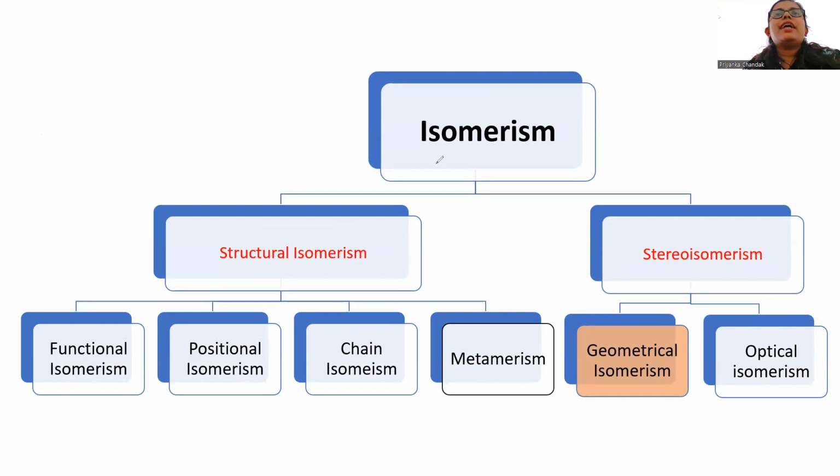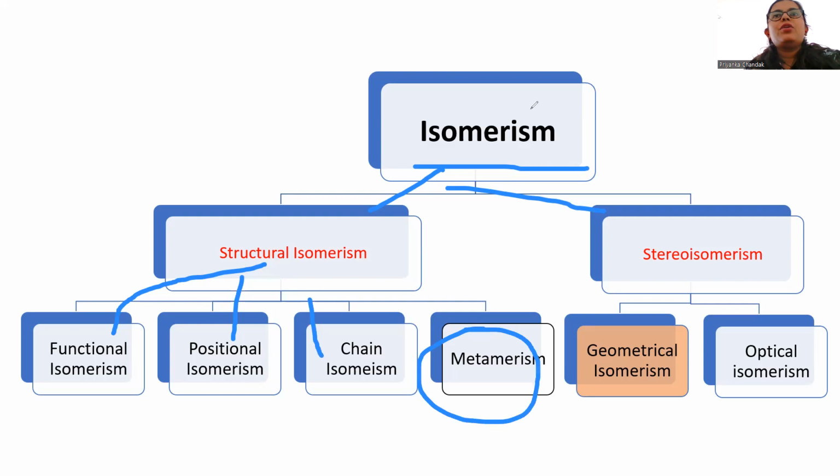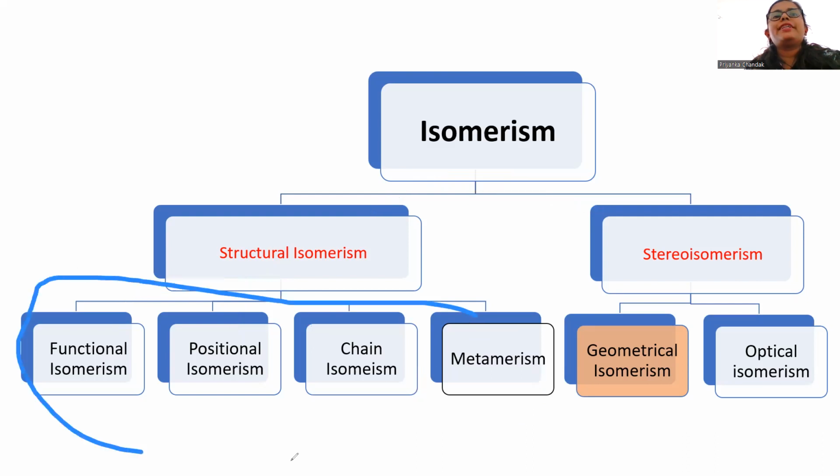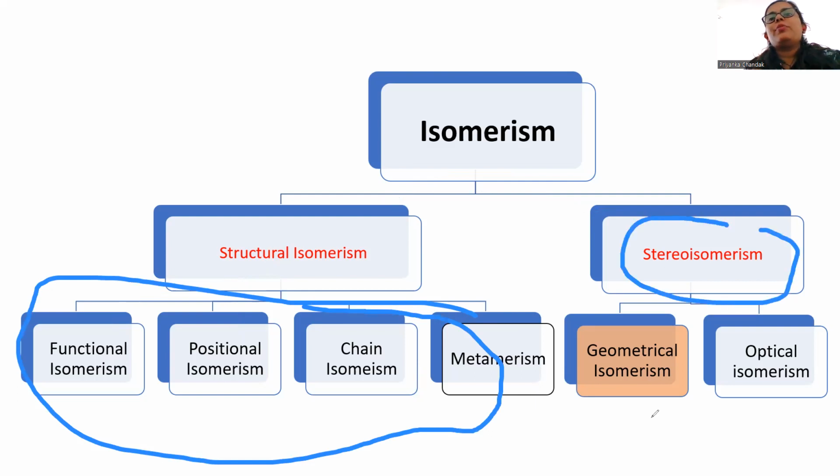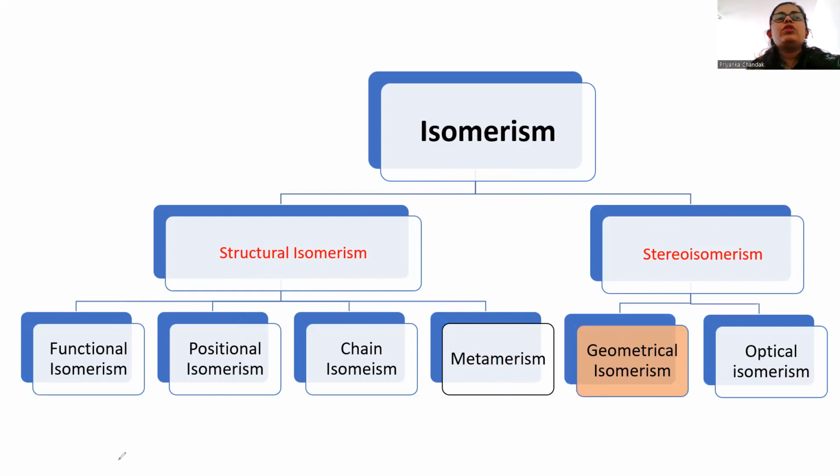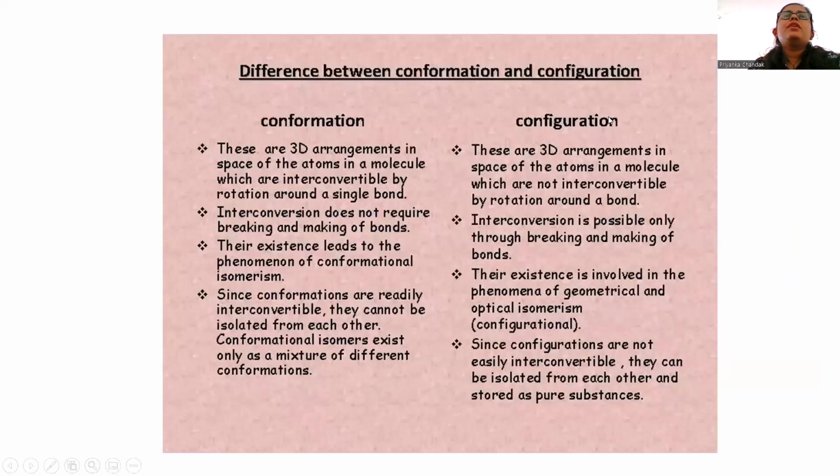Okay, so here you can see isomerism is divided into two, structural and stereoisomerism. Structural is divided into 4: functional, positional, chain isomerism, and metamerism. These 4 you have already studied in 12th standard, and I guess in 10th standard as well. Now in stereoisomerism there are two types: geometrical isomerism and optical isomerism. I have highlighted geometrical isomers because this is what we are going to focus on today. Then next we'll start with the types of geometrical isomerism.